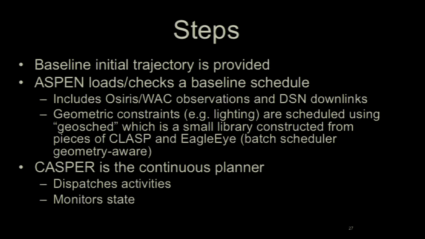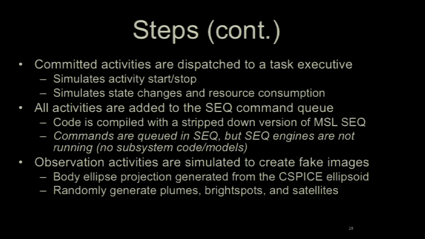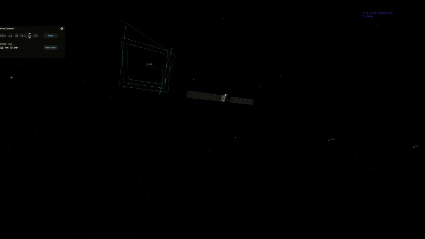Okay? So basically, we take a baseline schedule, we take an initial trajectory, we have these different observations, we have DSN downlinks, we have other things, and the geometric constraints are scheduled according to the constraints associated with the different observations. We have this planner that dispatches the activities and then takes the new requests that come back from the observations. And so if we put that all together here, this is actually showing that exact scenario using Rosetta data.